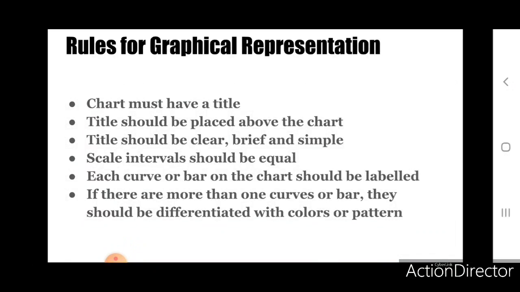There are many rules available for graphic representation. So the important rules are: the chart must have a title. The title should be placed above the chart. The title should be clear, brief and simple.